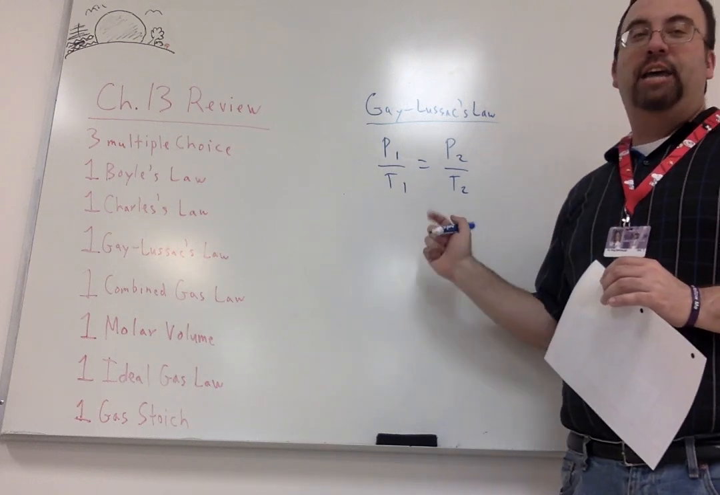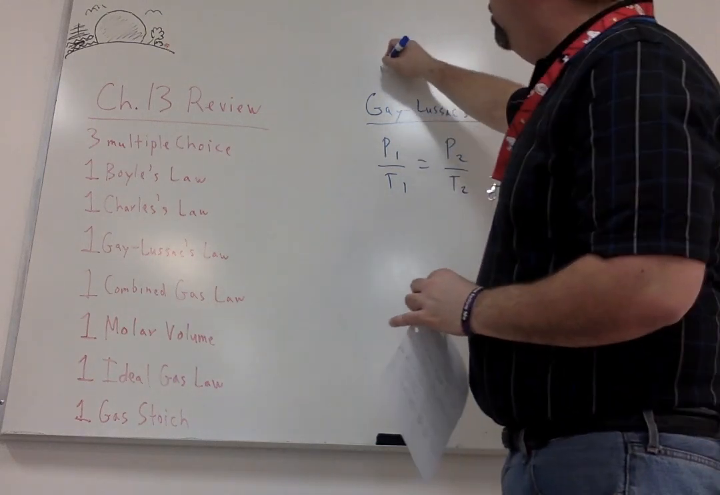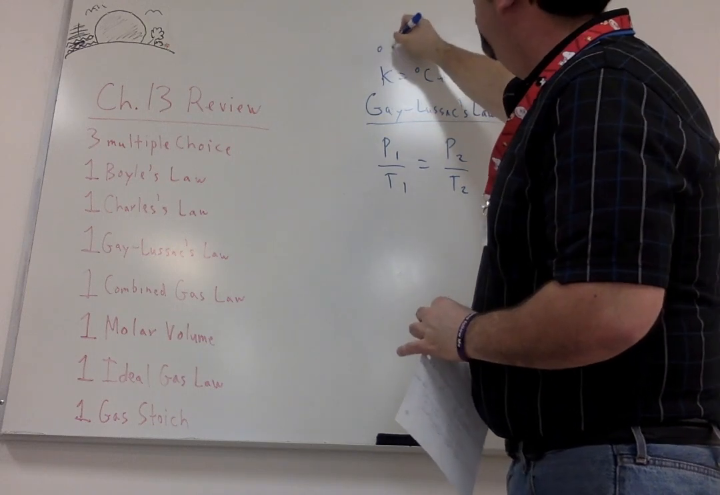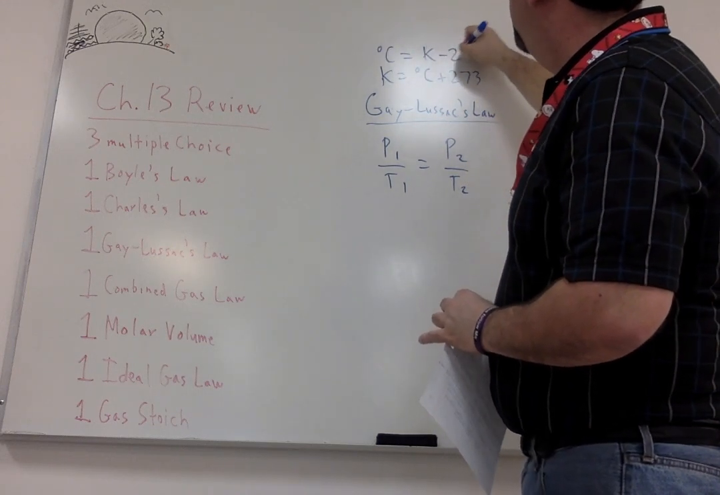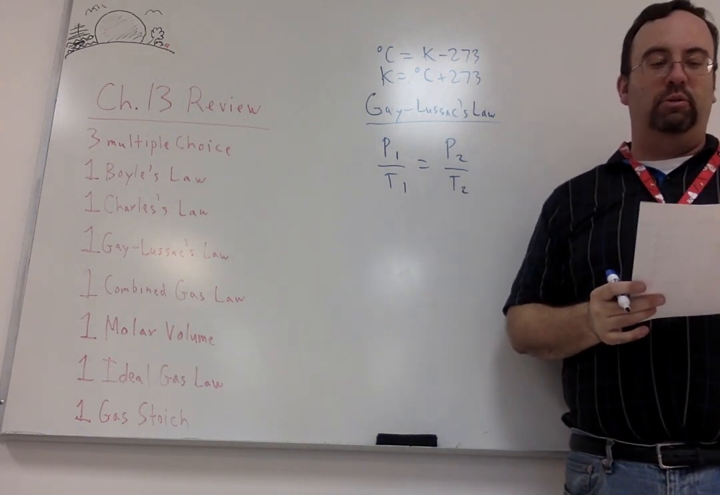Remember again, the temperature needs to be in terms of Kelvin. So remember, K is degree C plus 273, and that degree C is K minus 273. All right. And so let's take a look at a problem that involves Gay-Lussac's law.